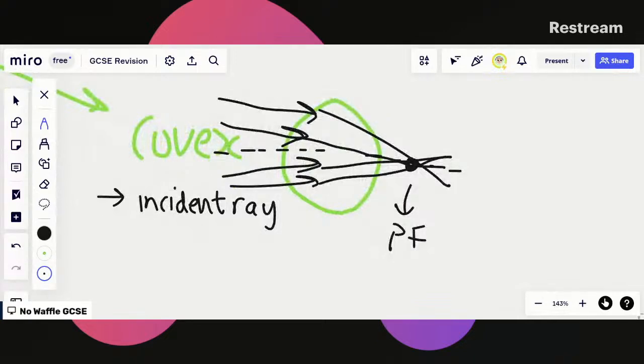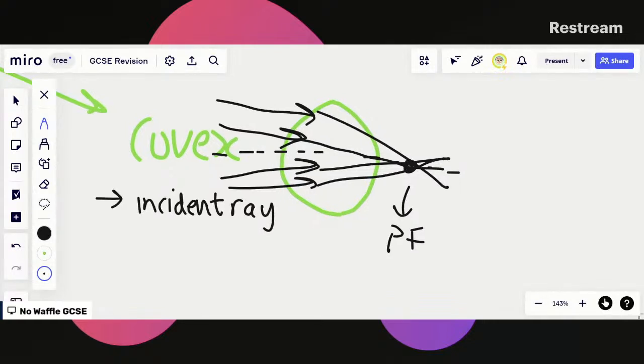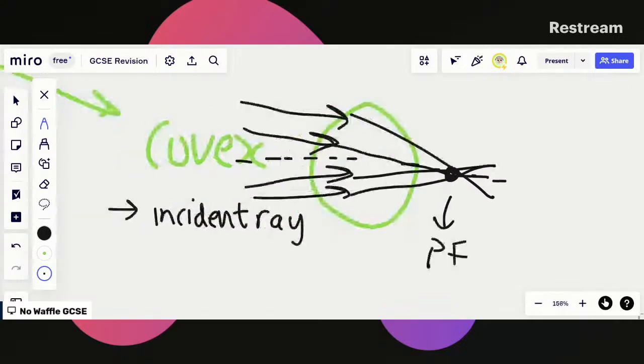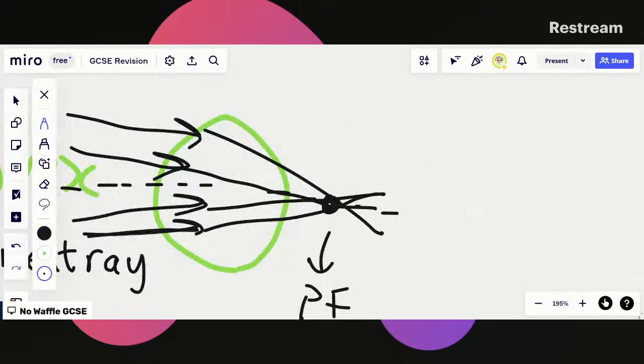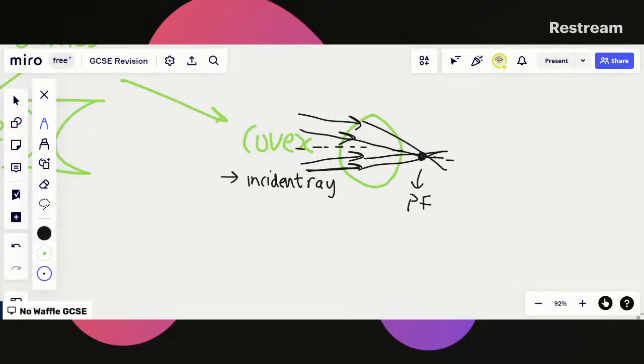Now, the next key point is that an incident ray that passes through the principal focus will refract through the lens and travel parallel to the axis. This is almost the opposite of what we just said. If there was an incident ray that passed through the principal focus, as all of these have done, and it refracts through the lens, then it travels parallel. So both of these rules are the same thing. It just highlights that, firstly, if it's parallel to the axis, then it will all meet at a point. And this next one is saying that if it all meets at a point and you know it's refracted, then it must be parallel.